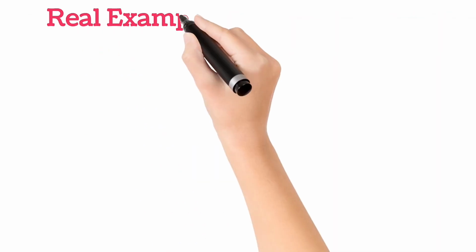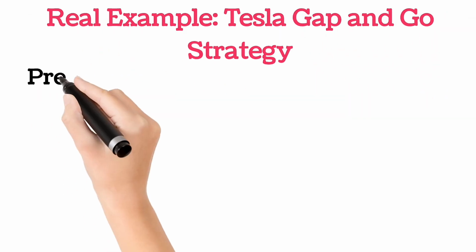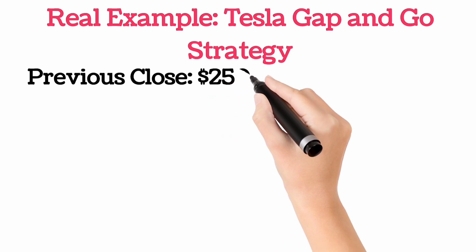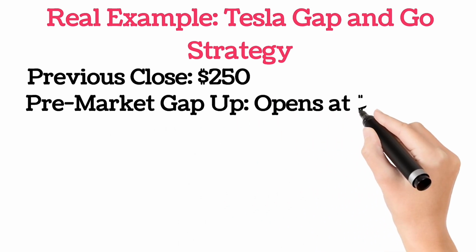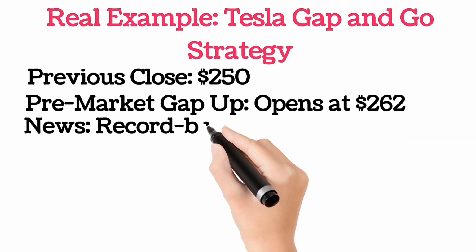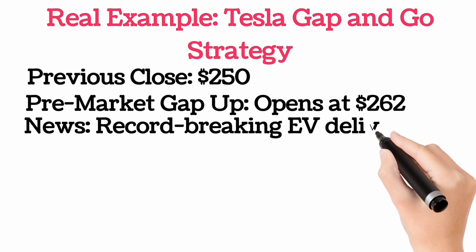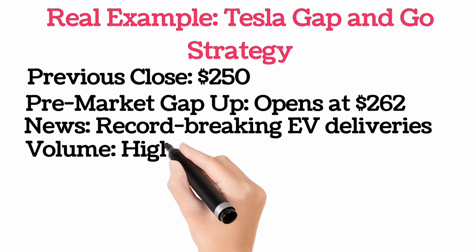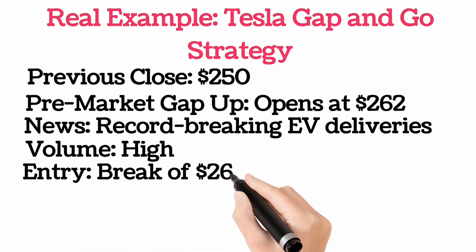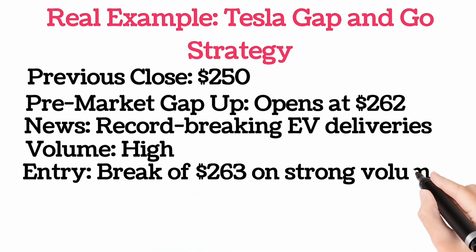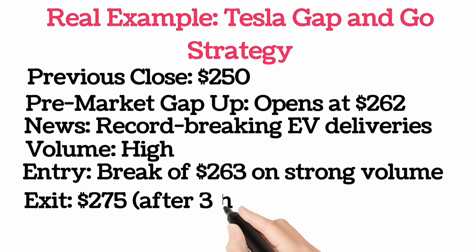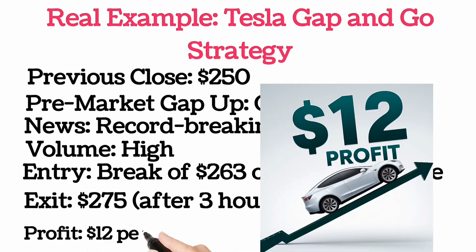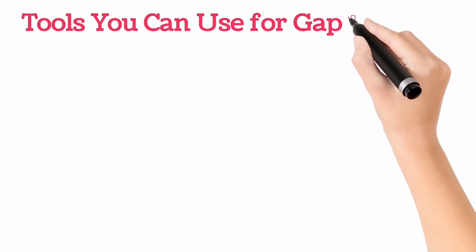Real example, Tesla gap and go strategy. Previous close, $250. Pre-market gap up, opens at $262. News, record-breaking EV deliveries. Volume, high. Entry, break of $263 on strong volume. Exit, $275 after 3 hours. Profit, $12 per share.